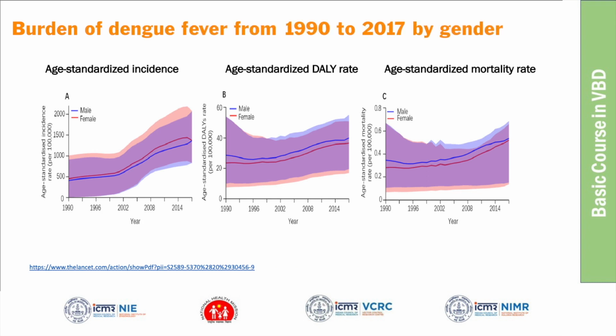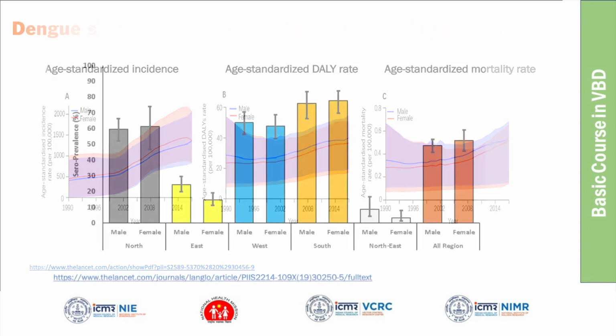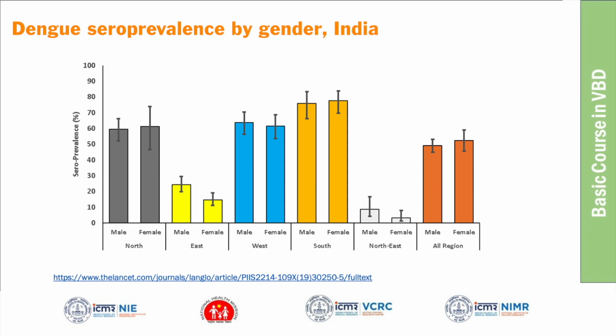By gender, I think overall there is not much difference. I don't know whether I have shown the seroprevalence in India. This is a Global Burden of Disease study. I think there is not much difference between male and female, because we know that the mosquito doesn't differentiate whether it's a male or female.